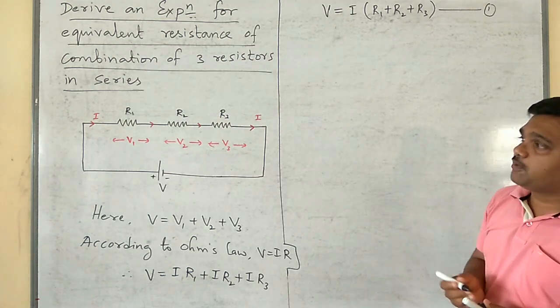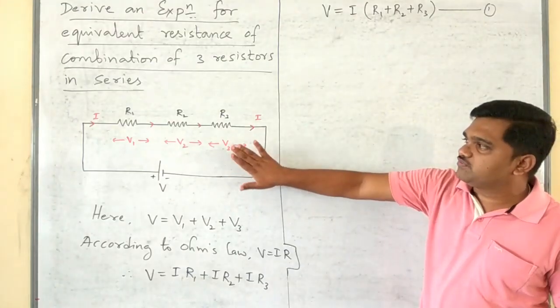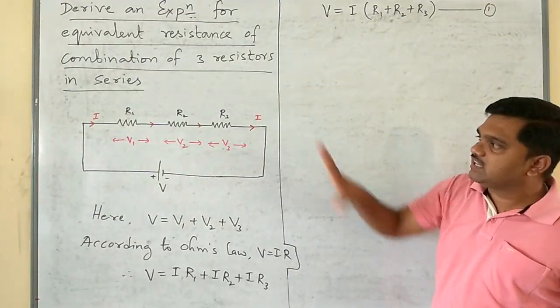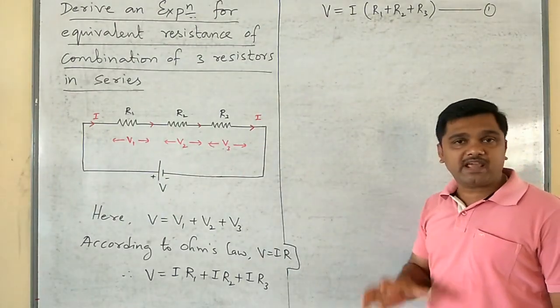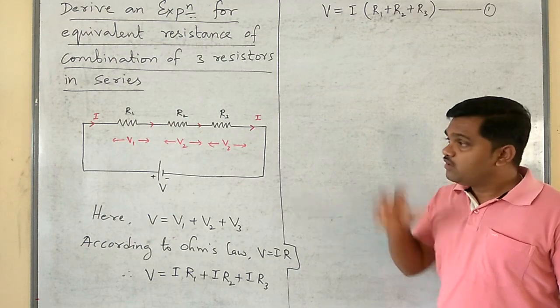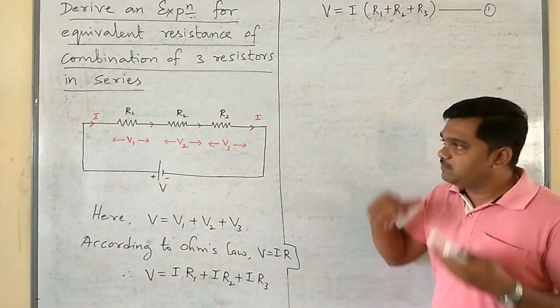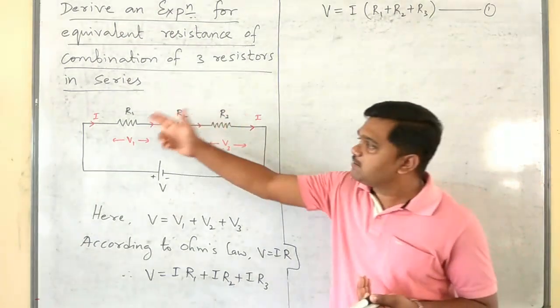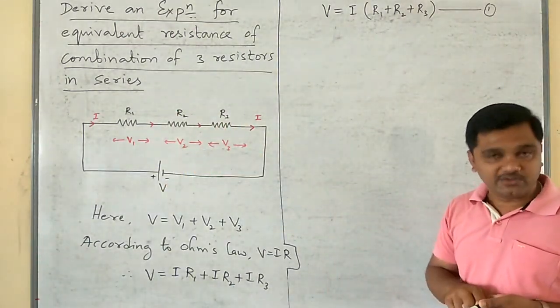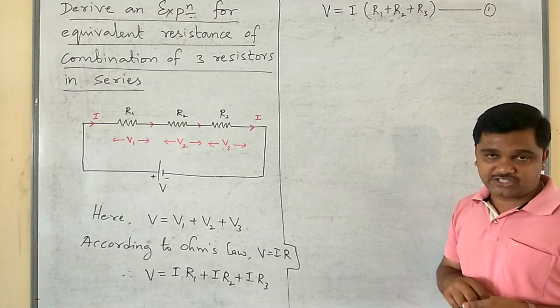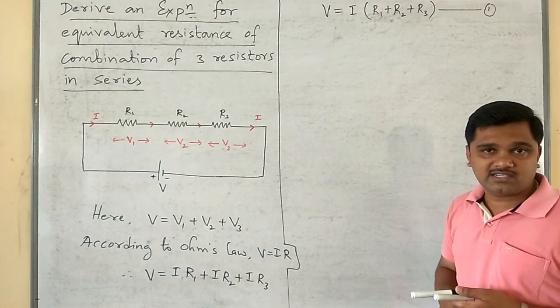Now, suppose this combination of three resistors is replaced by a single resistor which can allow the same current at the same potential difference as that of the combination. Then what can we write?